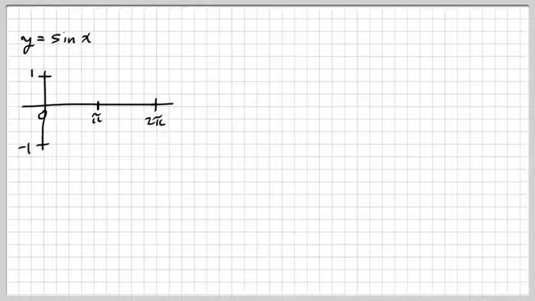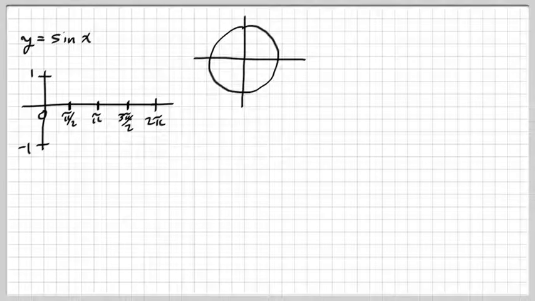So what's in the middle of 0 and pi? Pi over 2. And the middle between pi and 2 pi? 3 pi over 2. Now you should notice something. Those are all quadrantal angles. Take out your unit circle. So here's my circle, just for reference.